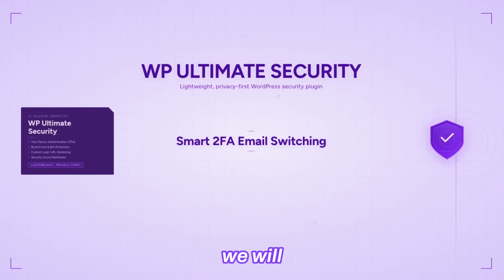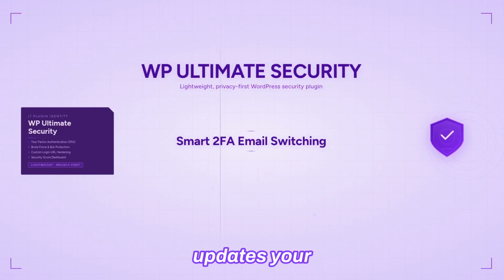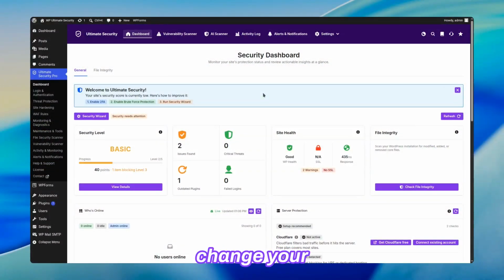In this video, we will show you how Ultimate Security automatically updates your two-factor authentication email when you change your primary WordPress account email. Normally, changing your primary email might require resetting or reconfiguring your security settings. However, with Ultimate Security, your 2FA email automatically syncs with your new account email, preventing you from being locked out and keeping your workflow smooth.